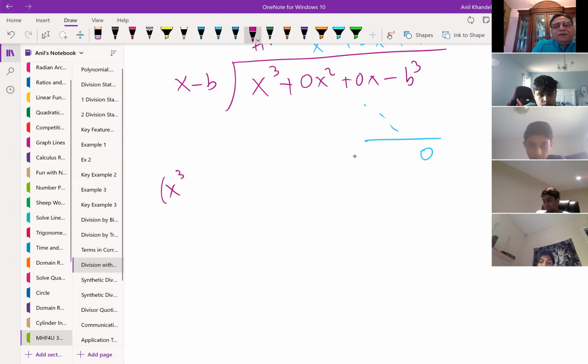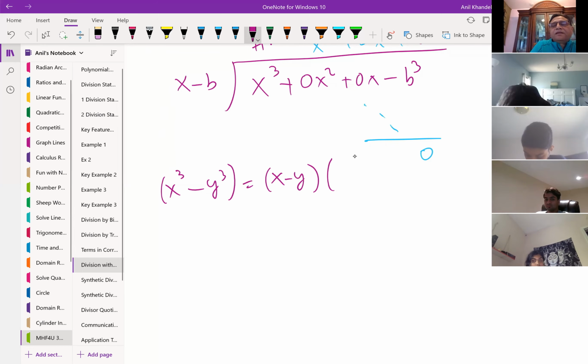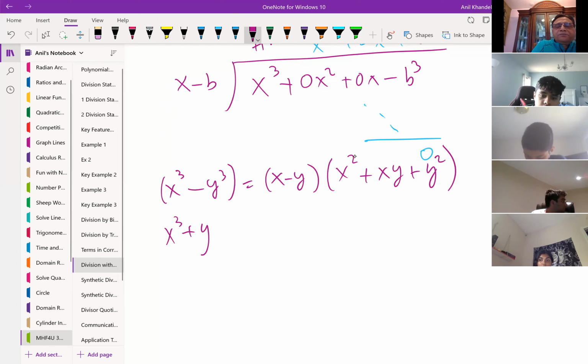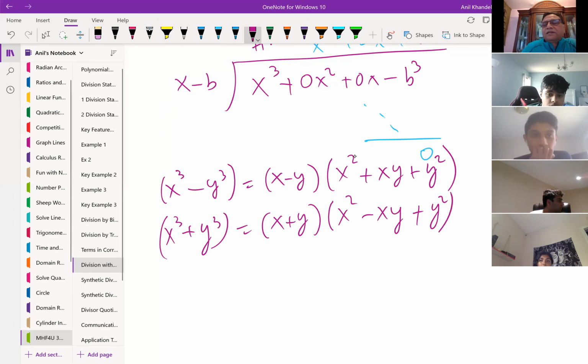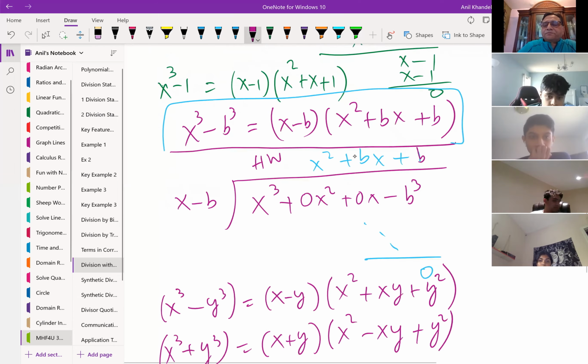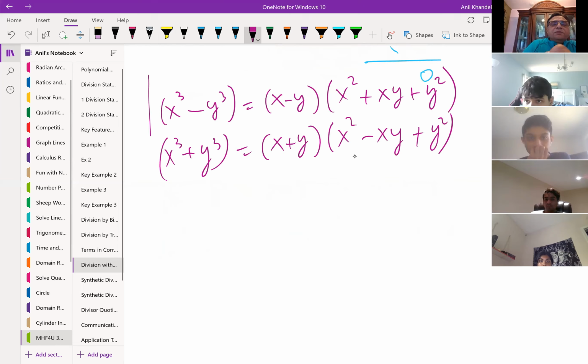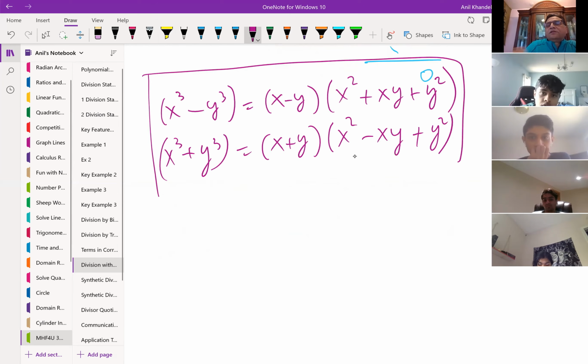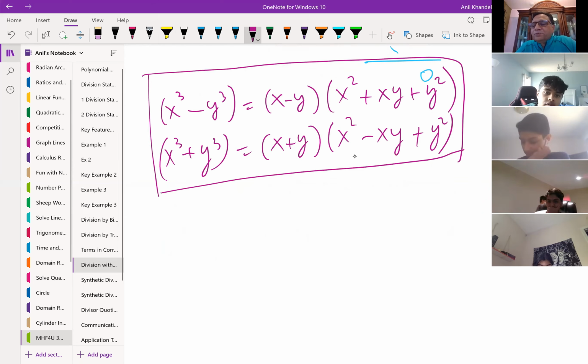So now we have the general formula for x cube minus y cube: x minus y times x squared plus xy plus y squared. And if it is x cube plus y cube, the formula will be x plus y times x squared minus xy plus y squared. That is going to be the formula. Make a note of these formulas, because many times the question will be to factor a difference of cubes or sum of cubes, and directly you can apply this formula and get the result.